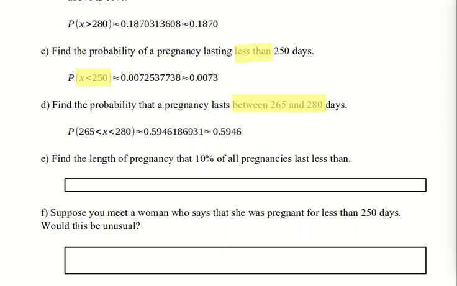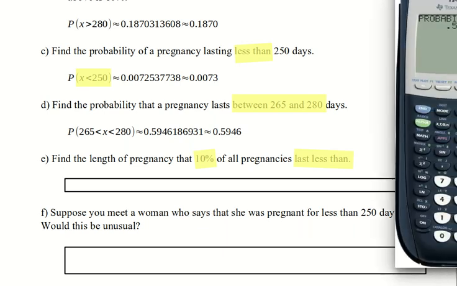This next question is very different from the previous ones. Notice that it tells us a percentage. We already know a probability. Find the length of pregnancy that 10% of all pregnancies last less than. So we're interested in a boundary that separates 10% on the lower side from 90% on the upper side.